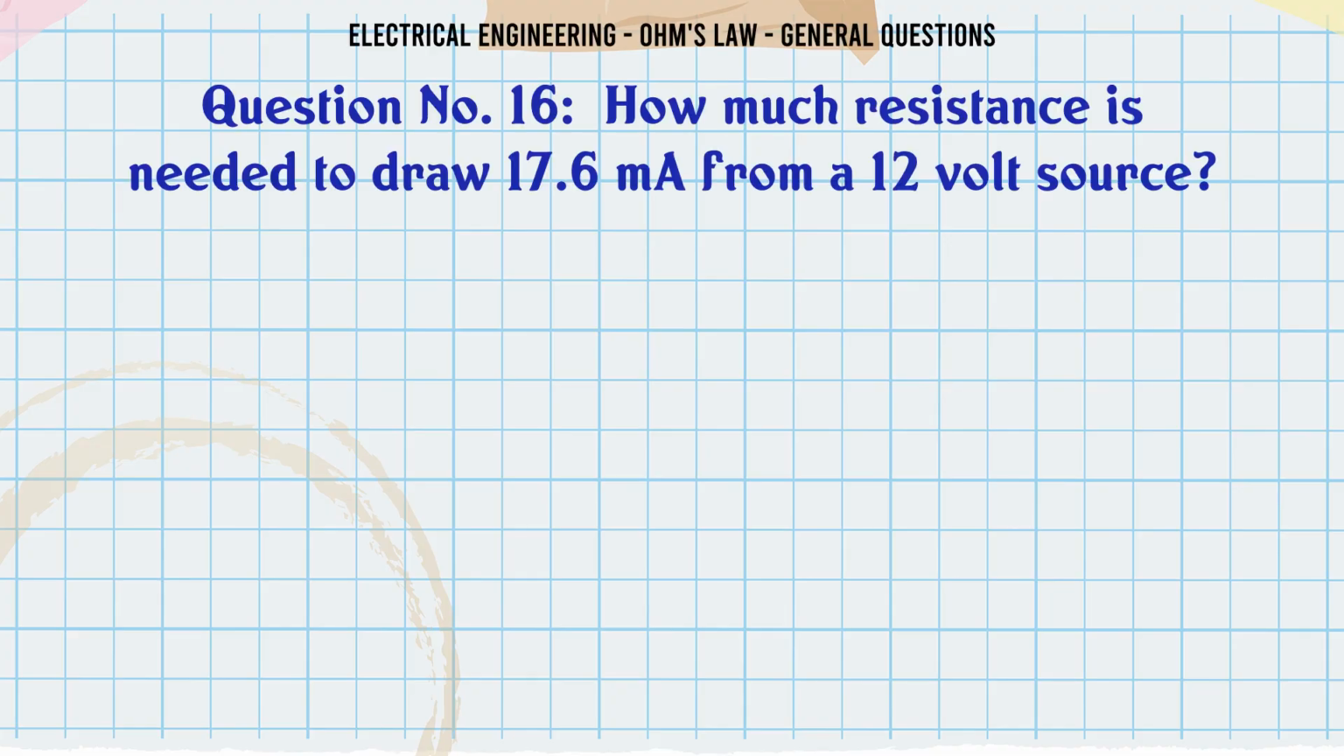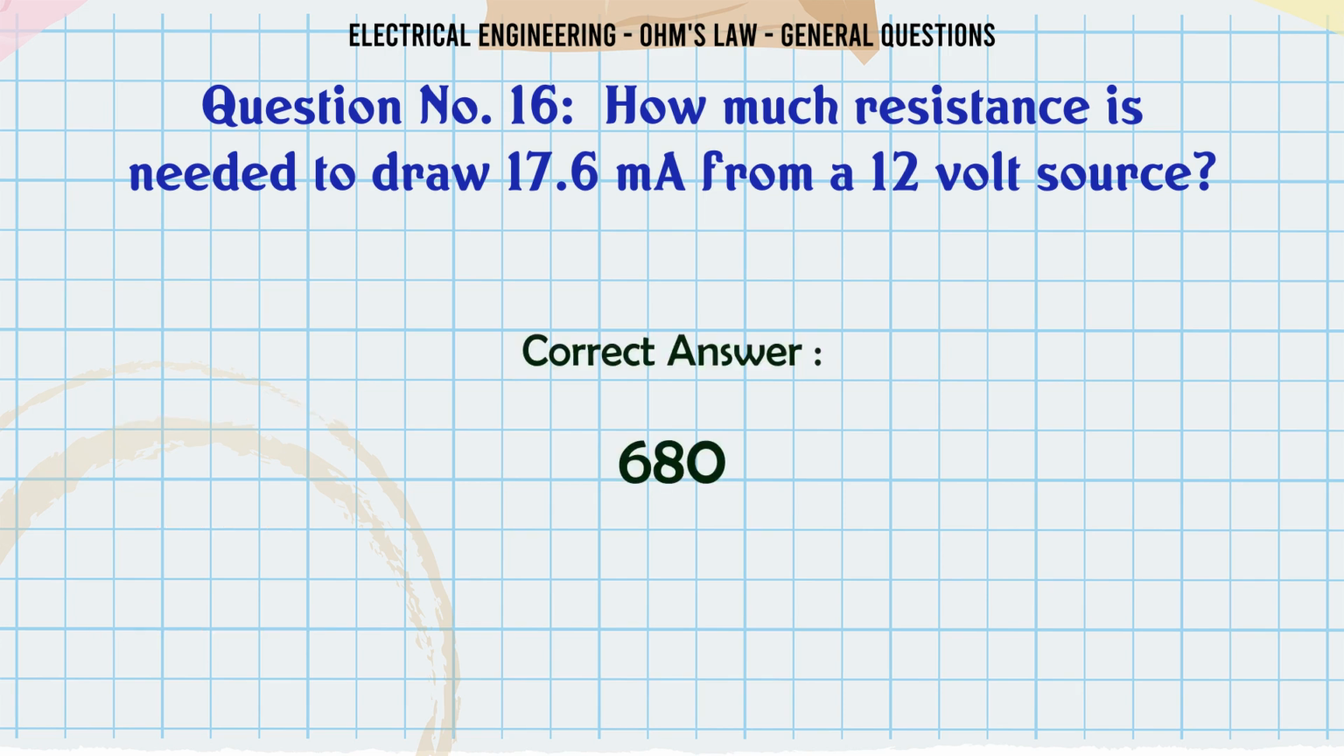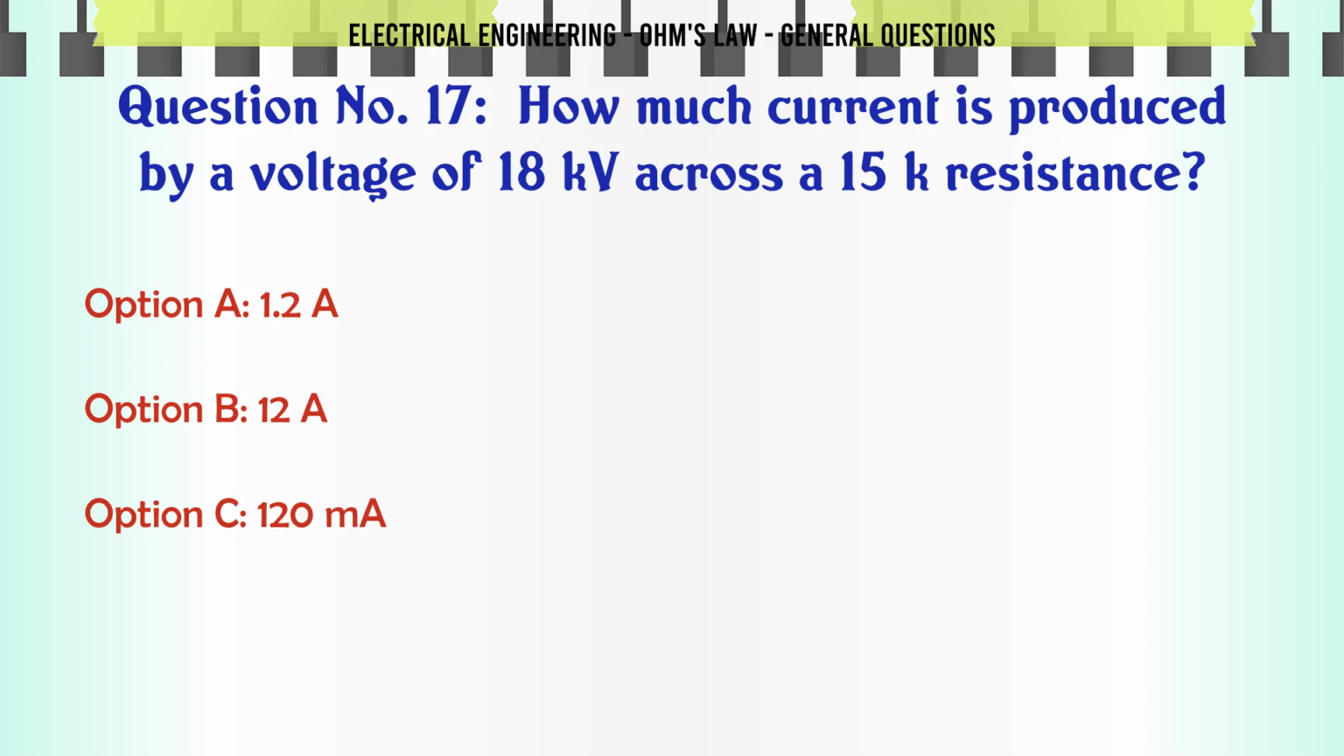How much resistance is needed to draw 17.6 mA from a 12-volt source? A) 212, B) 6.8 K, C) 68, D) 680. The correct answer is 680.